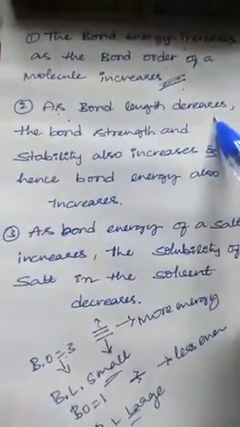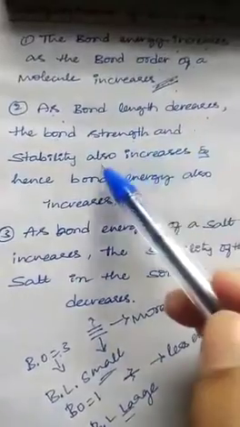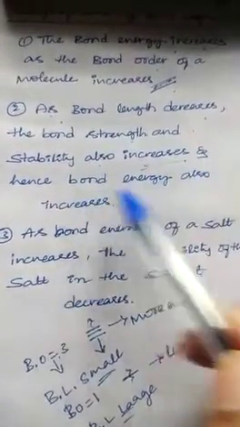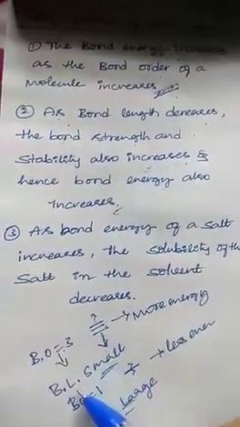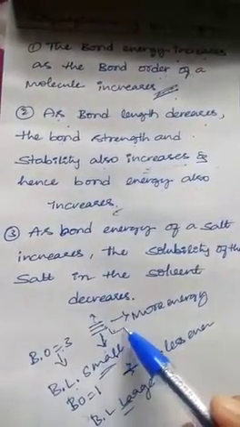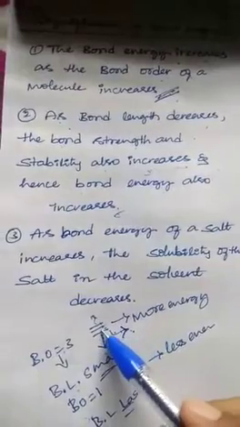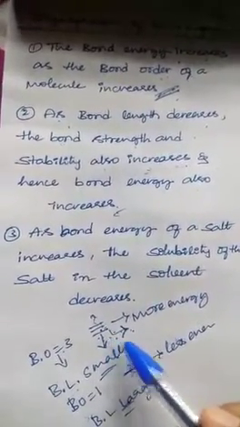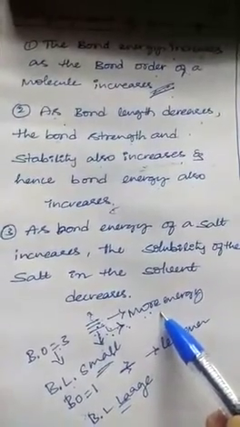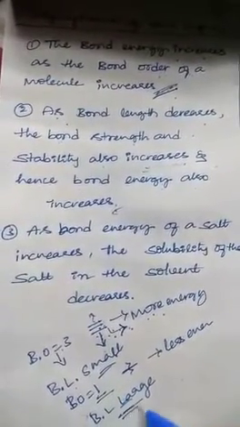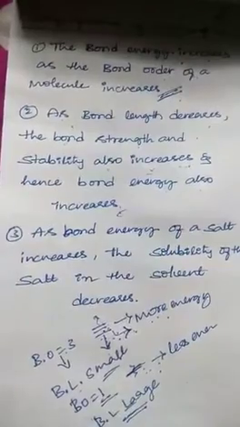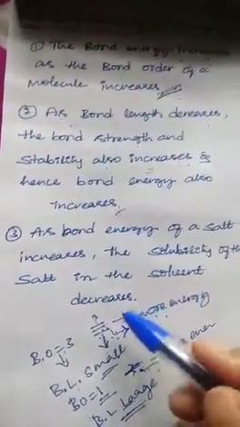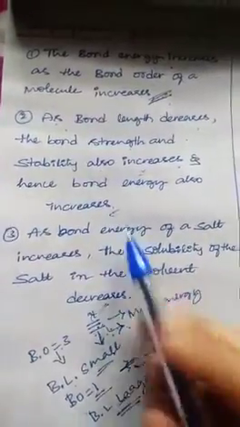And second one, as bond length decreases, the bond strength and stability also increase, and hence bond energy also increases. Right now, here in the case of the triple bond molecule, bond length is small. In this case, bond strength and stability are also more. So more bond strength and stability means it requires more energy. In the case of single bond, bond length is large, but single bonds are least stable and have least strength. Bond strength is least in the case of single bond. In the case of triple bond, bond strength is more. This is the second significance.